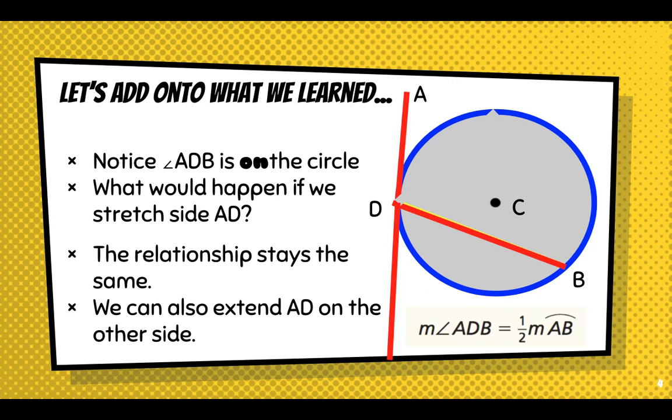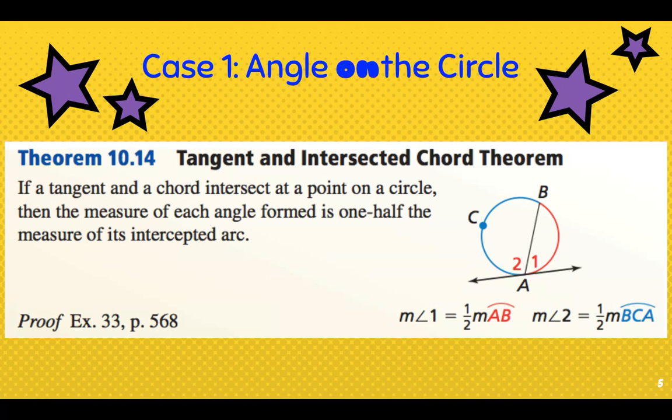And that is really our first case. Our first case is where the angle is on the circle. You have the circle, a chord and a tangent, and they hit at one point on the circle, point A. This big angle, angle 2, has a measure equal to 1/2 the measure of this blue arc, BCA. And this little angle over here, angle 1, has a measure that is also 1/2 the measure of this red arc, arc AB.